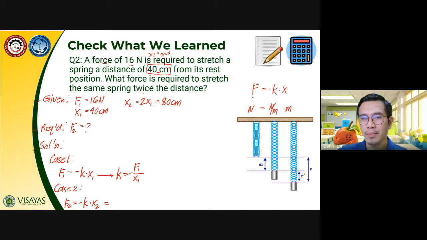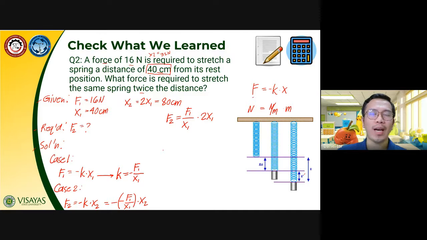So this will become negative, we substitute the value of k, negative F1 over x sub 1 times x sub 2. However, our x sub 2 is equal to 2x sub 1. So I will continue here. Therefore, F sub 2 is equal to negative times negative, that is positive, so our negative sign disappears. F sub 1 over x sub 1 times 2x sub 1. Are you following?